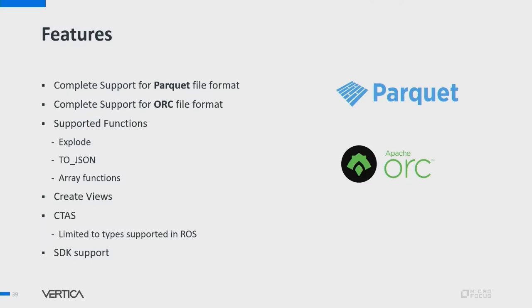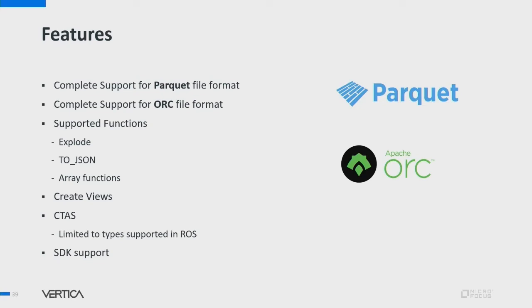All right. Let's take a look at what you can do with complex types in Vertica 11.0. First, we have complete support for complex types in the Parquet and ORC file formats. You can create external tables or use copy statements on files of these types and then query any type of complex data. Next, we have a bunch of supported functions that you can use to analyze the complex data. The explode function will take an array and transform it into a series of rows with one row per array element. You can use the toJSON function to transform a complex value into a JSON string.